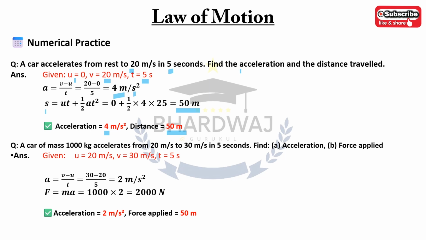Second question, a car of mass 1000 kilograms accelerates from 20 meters per second to 30 meters per second in 5 seconds. Find acceleration and force applied. Here the initial velocity is 20 meters per second, final velocity is 30 meters per second, and time is 5 seconds. The formula for acceleration is V minus U divided by time, which gives 2 meters per second square. The formula for force is F is equal to ma, and putting in the values, 2000 Newtons of force was applied to accelerate the car from 20 meters per second to 30 meters per second.